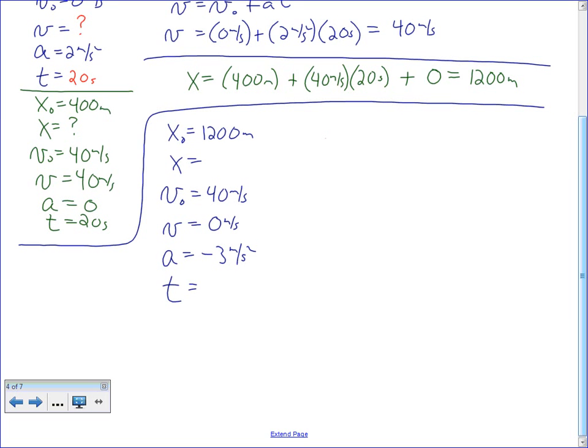That's perfectly fine. I'm going to use the equation where I can do it in 1 step. So I can look at the final velocity squared equals the initial velocity squared plus 2 times the acceleration times the displacement, x minus x0.